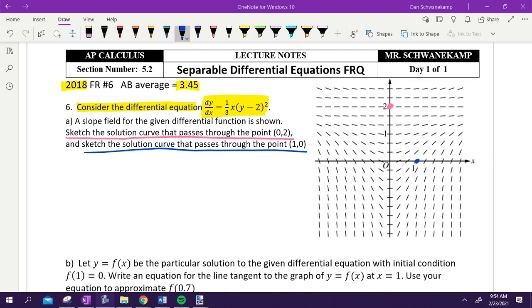Show me with your arms, what does the solution curve look like through the point 0, 2? It's the easiest AP point you've ever gotten. You get 1 point if you just draw a straight line. All of the slopes that point touches are a straight line. We draw a straight line. We just scored 1 point.